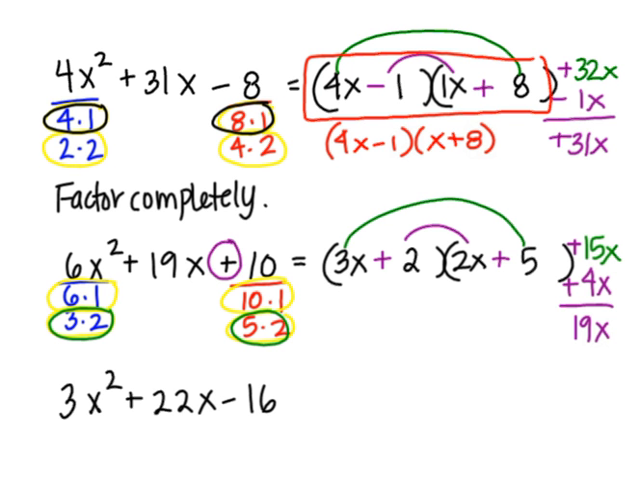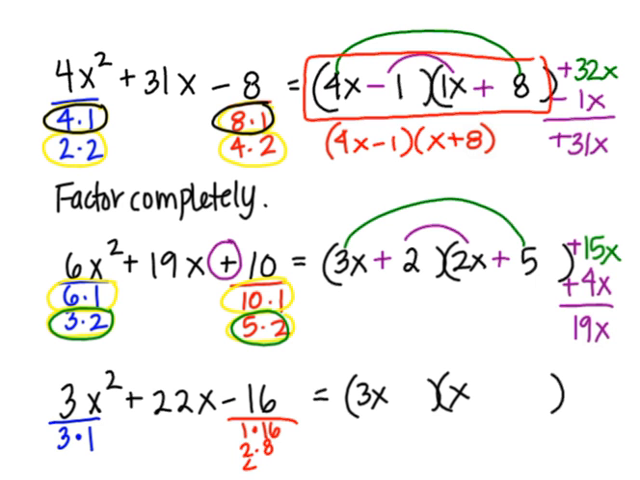Okay, our last one on this page is 3x squared plus 22x minus 16. For this 3x squared, my only choices are 3 and 1. So that should be pretty easy. I know in the parentheses I'm only going to use 3x times 1x. But the factors of 16 are many. So you can choose 1 times 16, or 2 times 8, or 4 times 4.